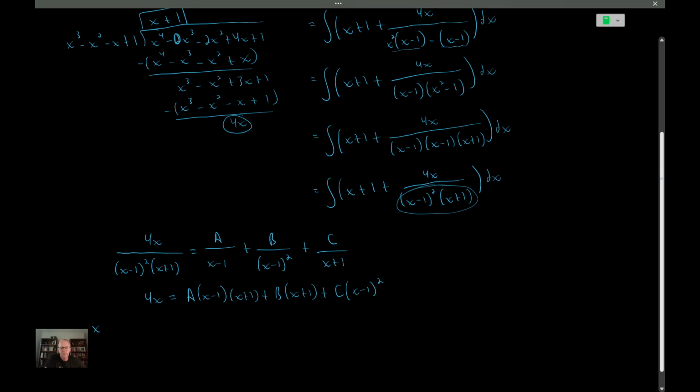So what do I mean by that? If we pick x equals 1, let's see what we get. So 4 times 1 is 4. a times (1 minus 1) times (1 plus 1), plus b times (1 plus 1), plus c times (1 minus 1) squared. So that term is going away. That term is going away. And so we end up with 4 equals 2b. So b equals 2. Okay. And that's how we're going to go about this.